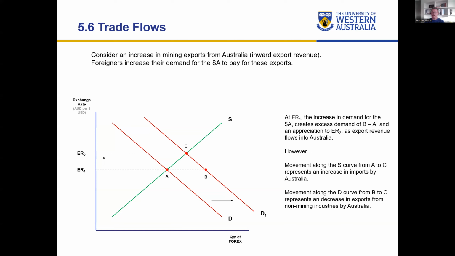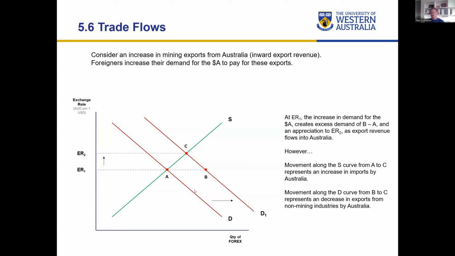Now that's all fine if you just want a theoretical understanding of what's going on, but what does that mean in terms of the Australian economy? So if we get this big surge in mining exports, yes, the exchange rate goes up, but what's this business about A to C and B to C? What does that really mean? Well, okay, let's put it in layman's terms, in language that any Australian could understand.